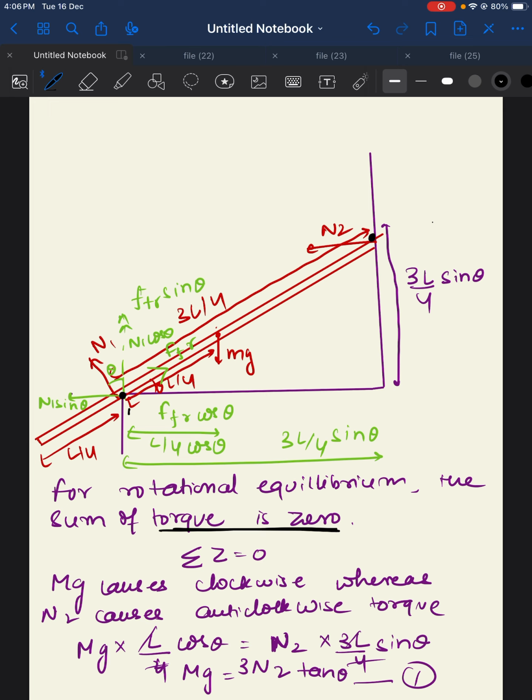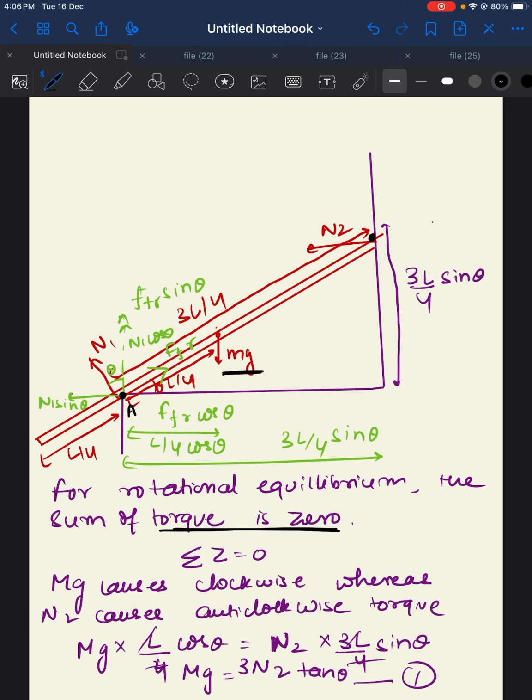So let's take this point labeled as A as the point where we are calculating the torque. Now at point A, N1 and Fr, which is the frictional force, are neutralized because they are acting at the same point. They cannot provide the torque. There are only two forces which are providing the torque: one is mg and the other is N2. Here mg is the force which can cause the clockwise motion, whereas N2 is the force which can cause the anti-clockwise motion.